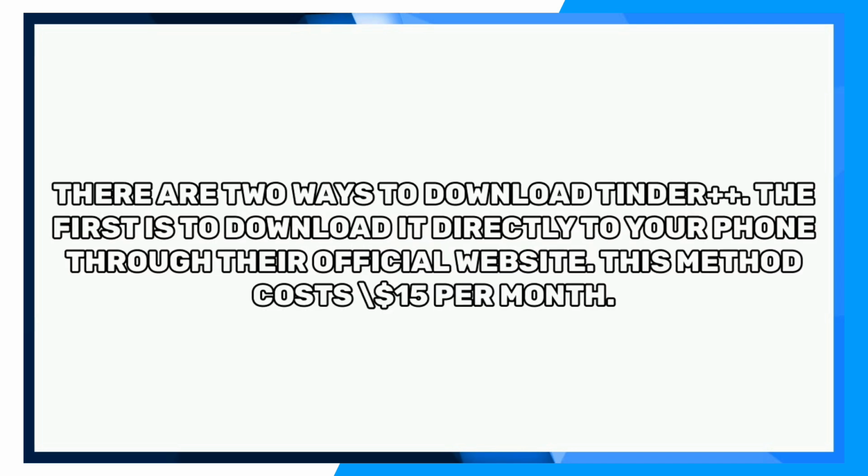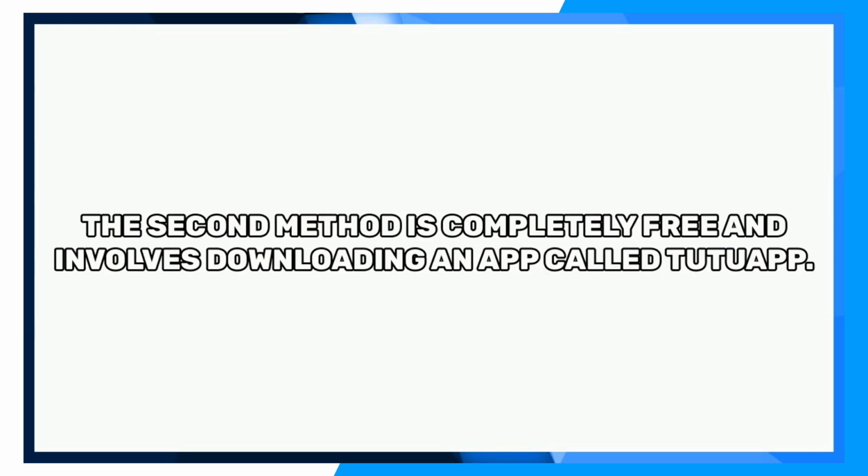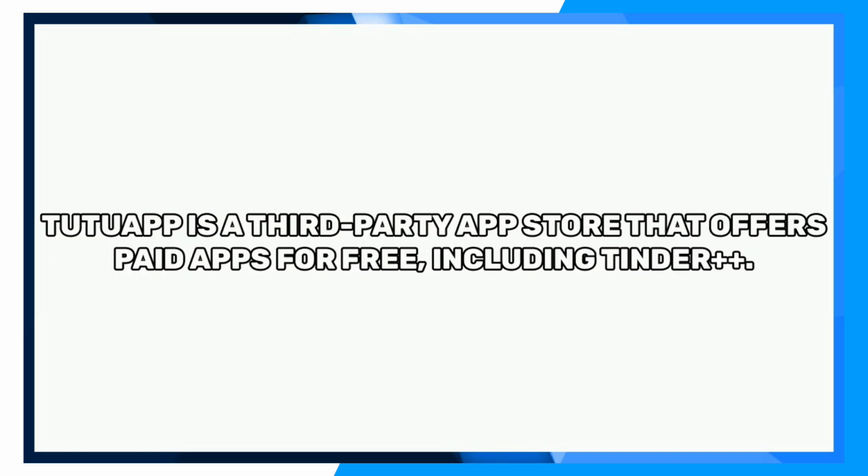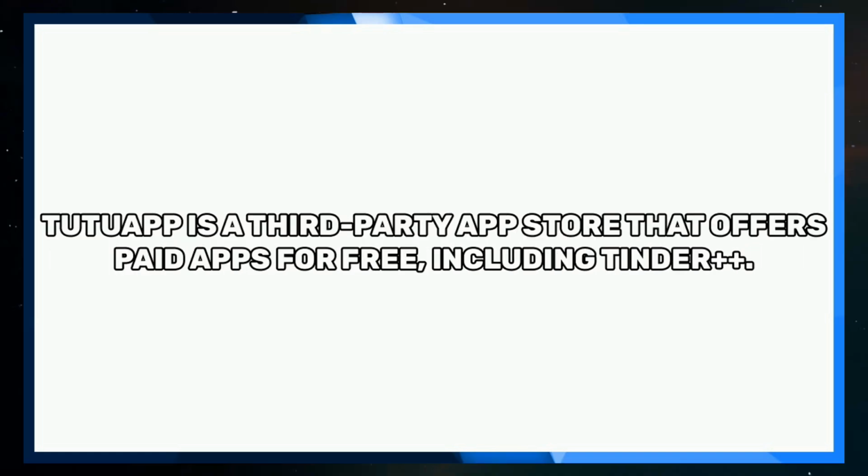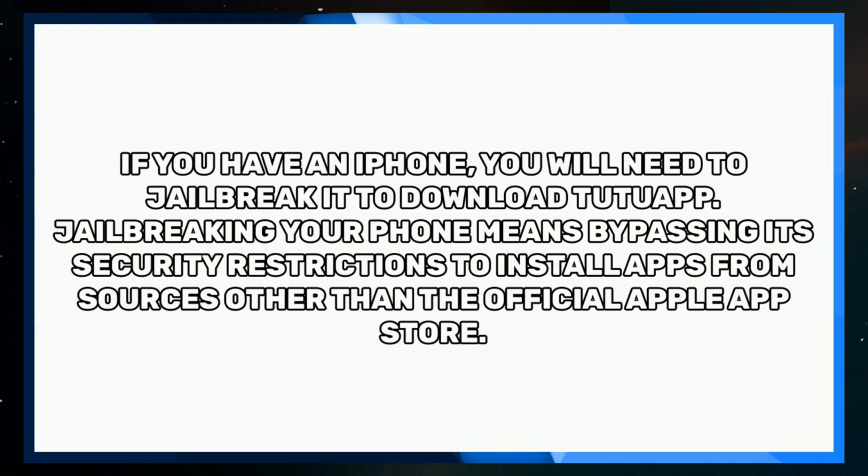There are two ways to download Tinder. The first is to download it directly to your phone through their official website. This method costs $15 per month. The second method is completely free and involves downloading an app called TuTuApp. TuTuApp is a third-party app store that offers paid apps for free, including Tinder.